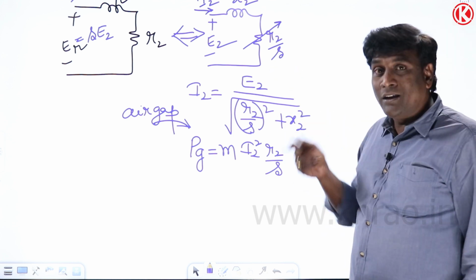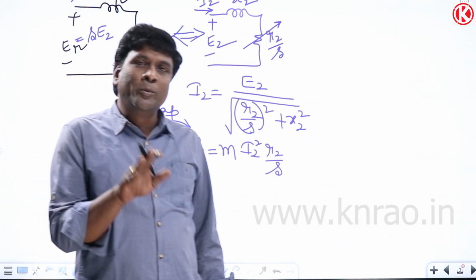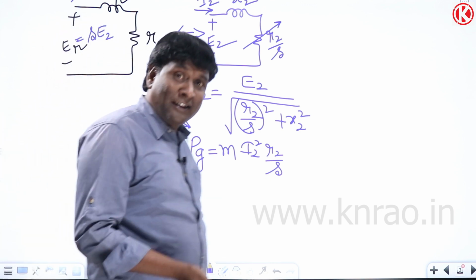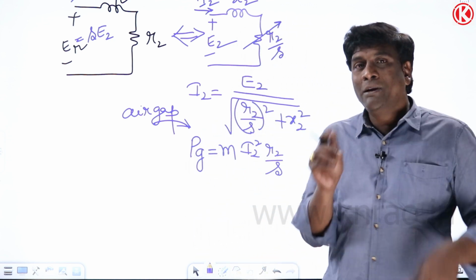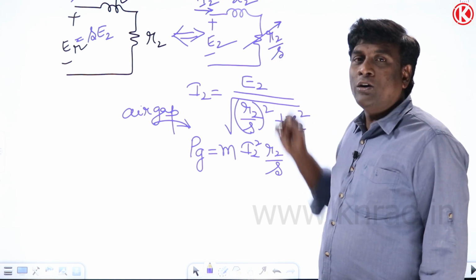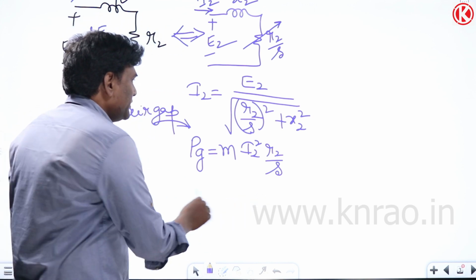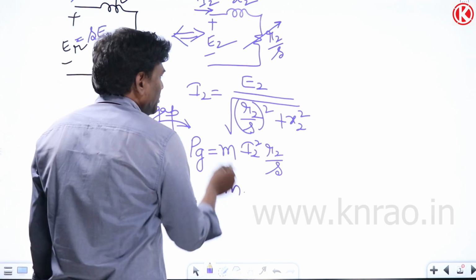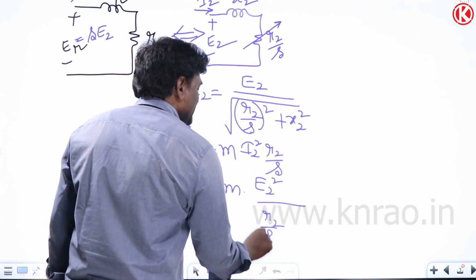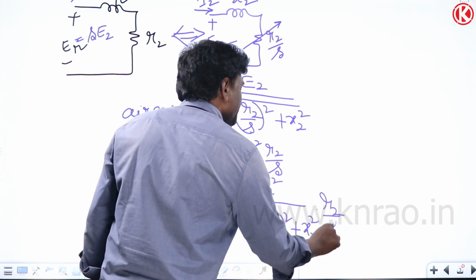The moment R2 is non-zero, it means rotor copper losses will be there even in the worst case. So you may neglect core loss, you may neglect copper loss of the stator, you may neglect mechanical losses, but at any cost you should not neglect rotor copper losses, because rotor resistance should be there. Anyway, keep this point in mind, that's enough. Now this is going to be M into I2 square R2 by S, which is E2 square by (R2 by S) square plus X2 square, into R2 by S.